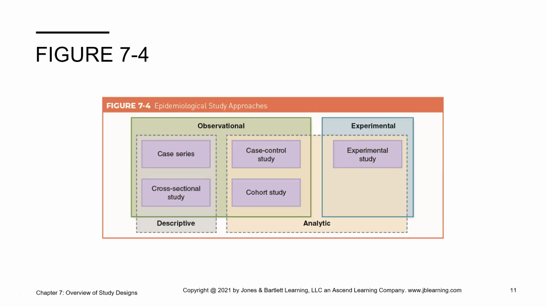So figure 7.4 goes over these different approaches. Here we can see our observational approach. For descriptive studies, we have a case series and a cross-sectional study. Then we have an analytic study that is still observational when we are conducting a case control and a cohort study. And then the experimental study falls under the experimental here, and this is often called the randomized clinical trial or randomized controlled trial.